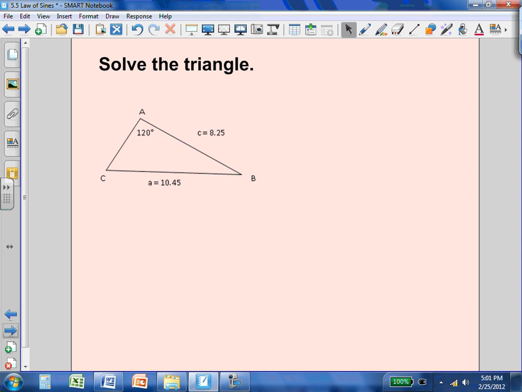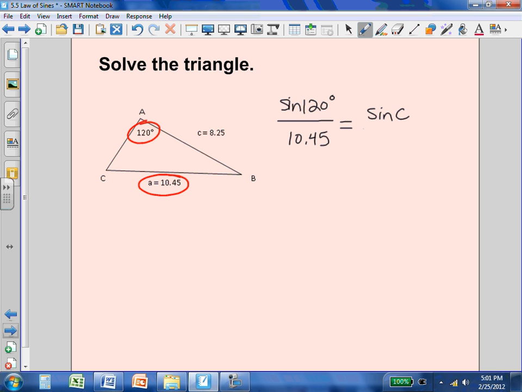Okay, so here's how we use the law of sines. Notice that I have angle A, 120 degrees, and the side across from it is 10.45. So that's my starting point. So I will be doing the sine of 120 degrees over 10.45, and that will be equal to the sine of angle C over 8.25. Obviously, I did not choose anything with angle B because I don't know angle B and I don't know side b. It's too much unknown. So I'll start here with angle C.